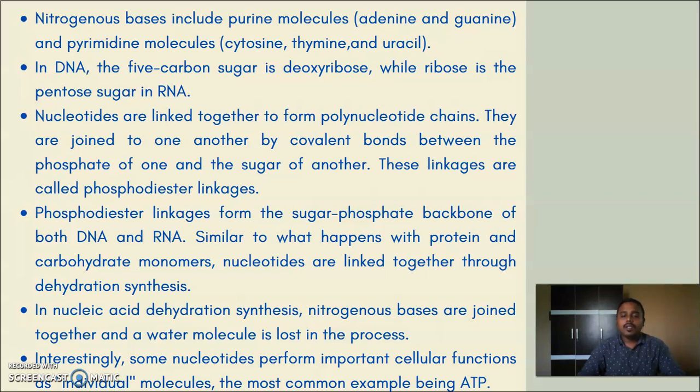Interestingly, some nucleotides perform important cellular functions as individual molecules. The most common example being ATP. Yes, ATP is also a nucleic acid. ATP is adenosine triphosphate, which is produced inside our cells. Each and every cell is supplemented with this particular energy molecule, ATP.